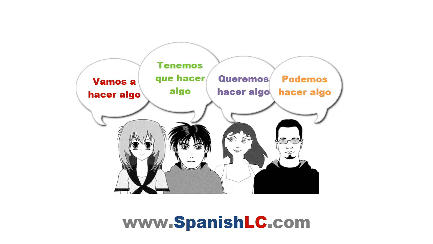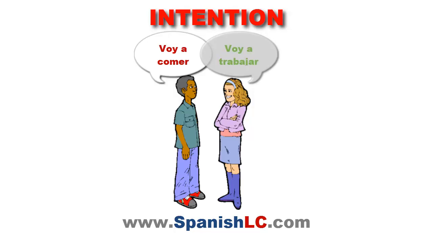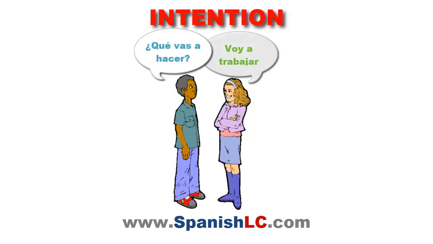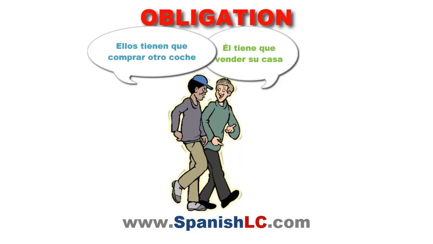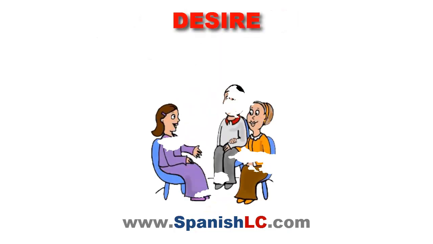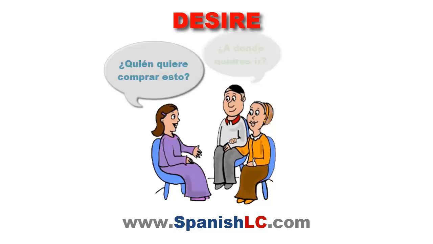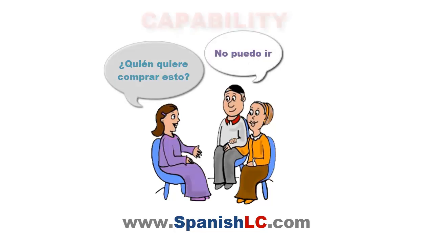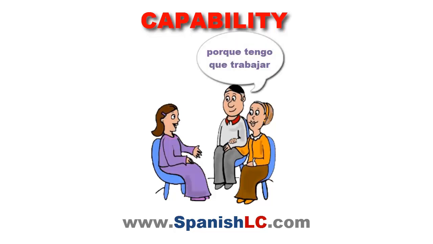Let me give you a few examples of that. With the first action, for example, we say, I am going to eat, I am going to work, what are you going to do, who's going to come. Obligation: I have to work, he has to sell his house, they have to buy another car. Desire: what do you want to eat, where do you want to go, who wants to buy this. Capability: I can't go, combined with obligation because I have to work.